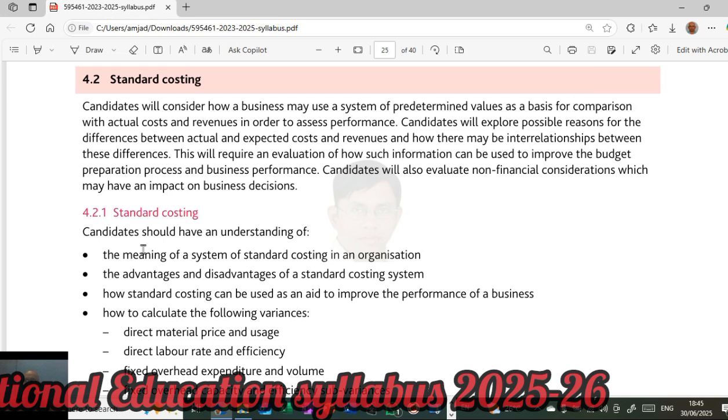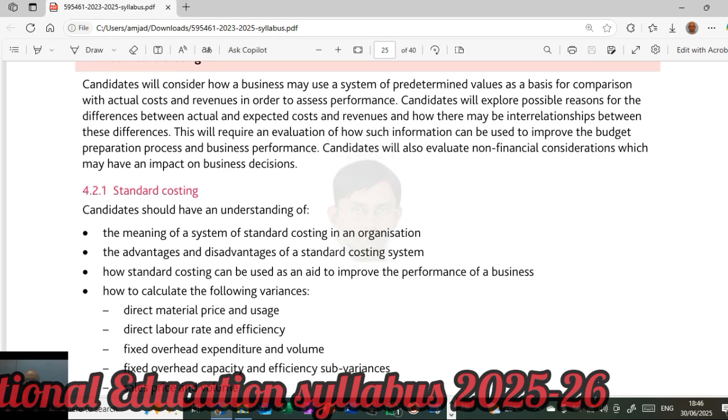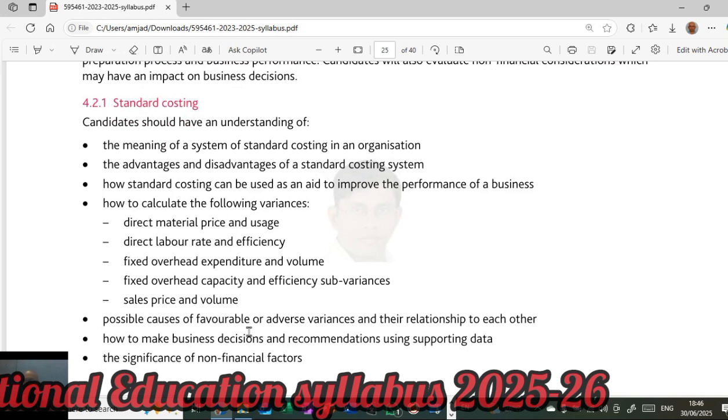So, standard costing requires an understanding of the meaning of a system of standard costing in an organization, its advantages and disadvantages, how standard costing can be used to assess the performance of a business, and how to calculate the following variances: direct material price, direct labor variance, fixed overhead. So all these types of variances, their possible causes, favorable and adverse variances, how to make business decisions, and the significance of non-financial factors in cost accounting.